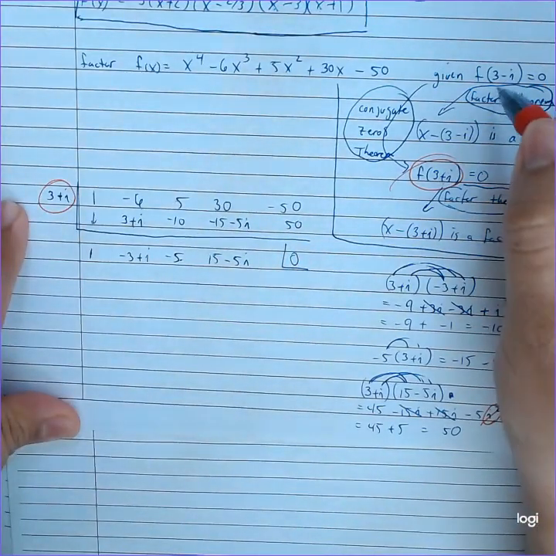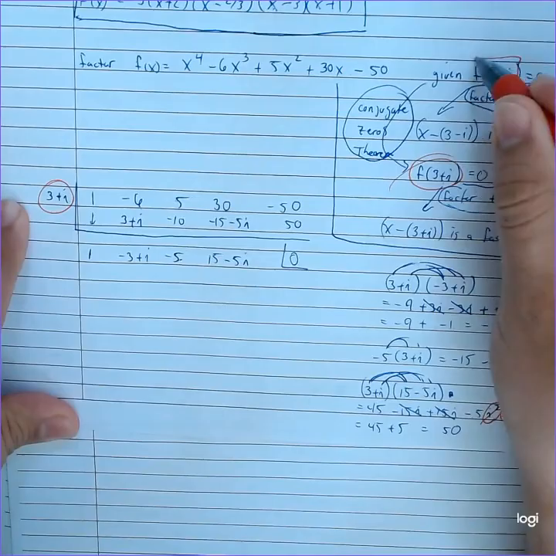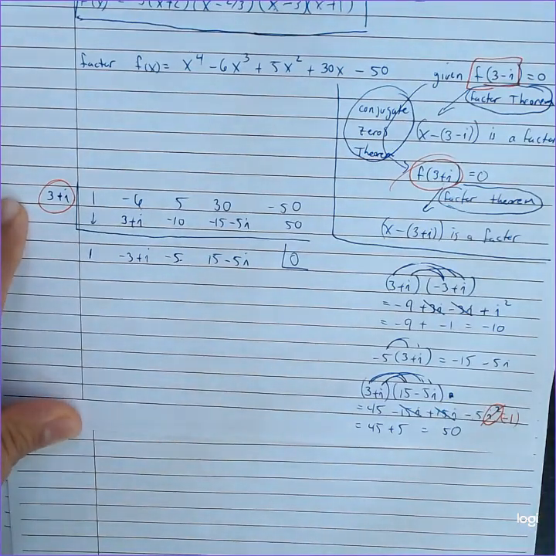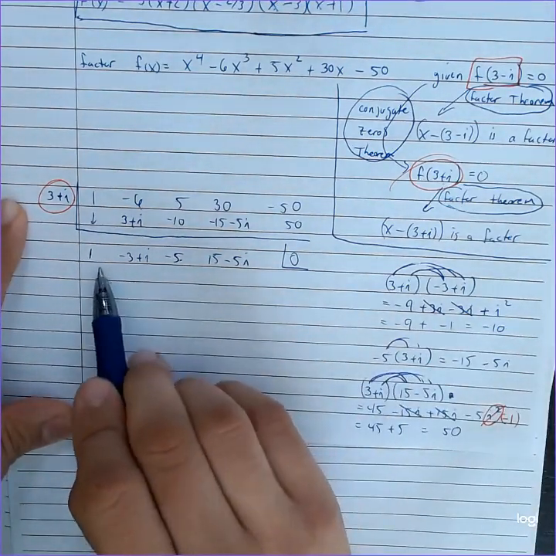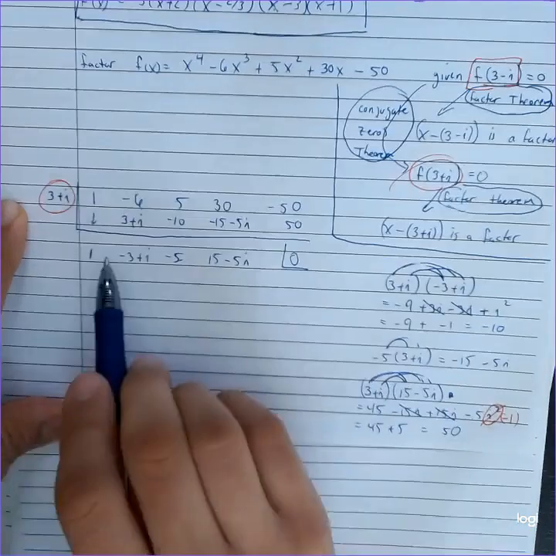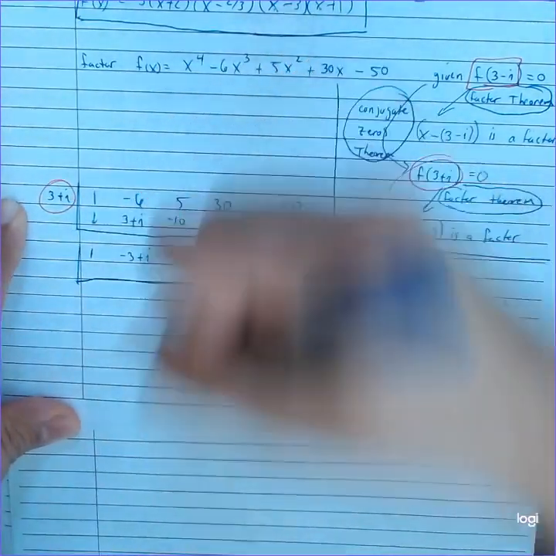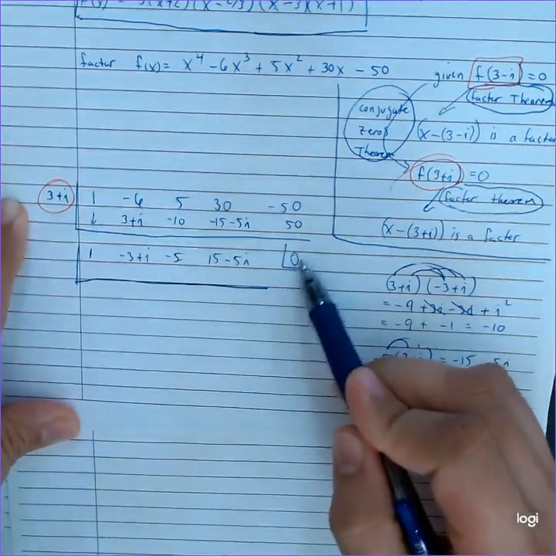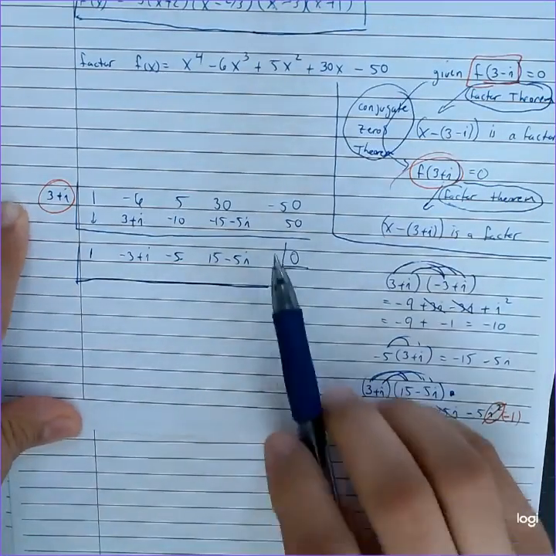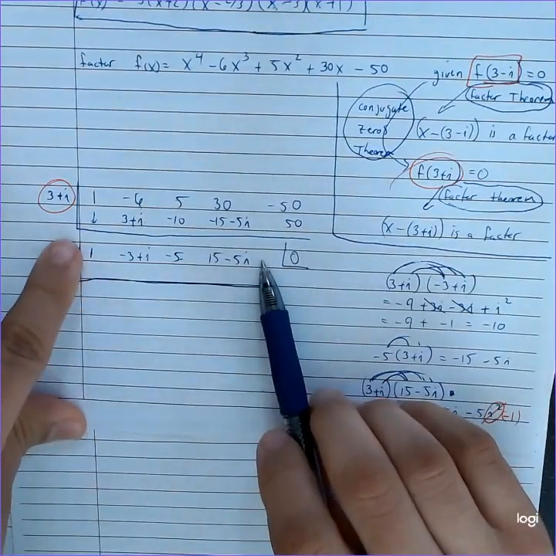So now let's go ahead and use the other one. Let's go ahead and divide synthetically by 3 minus i. Here, we can just continue on down the line because these are the coefficients of our new polynomial. So we can just continue dividing from here. There is no remainder, so we don't worry about that. So this is the remaining polynomial.